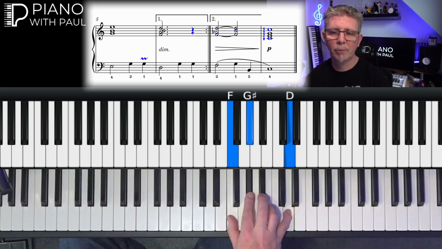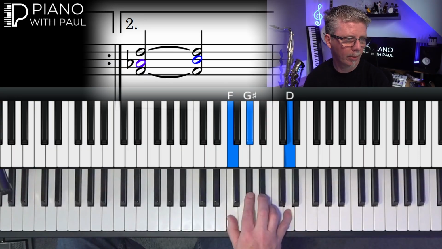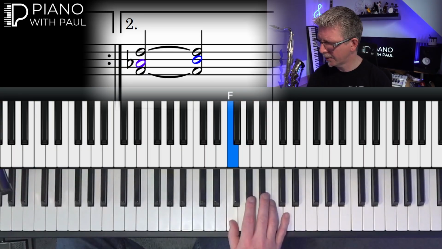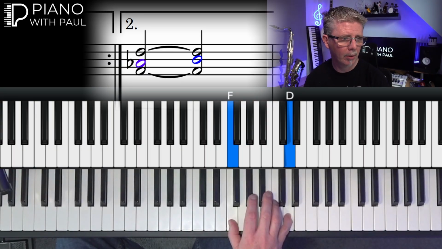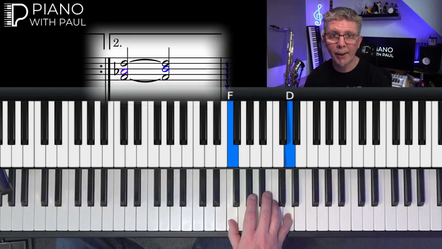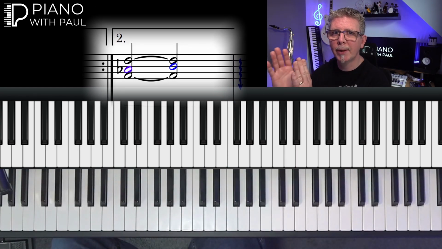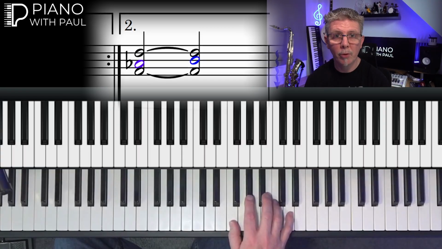I've highlighted the note it goes to in blue, okay? So it goes F and D. Now, they are held on for 4 beats. We've got a minim tied to minim. So in the middle of the chord, we've got some movement.